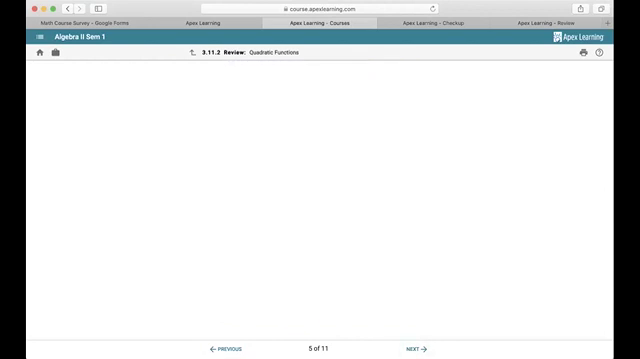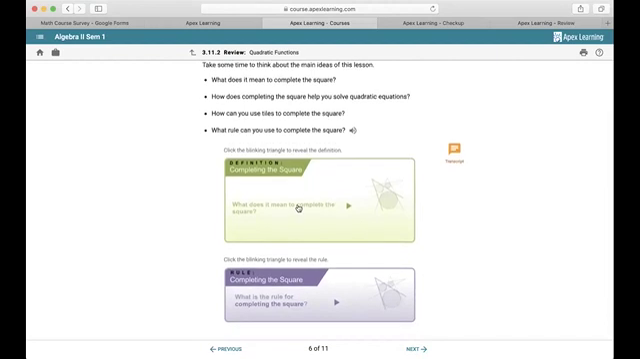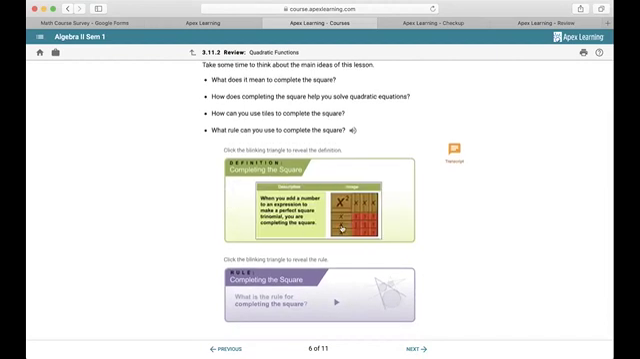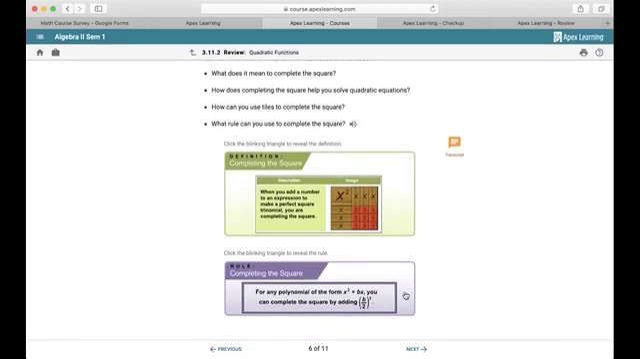If we go to the next one here, completing the square. What does it mean to complete the square? It means to add numbers in order for us to get something easier for us to factor. The rule for completing the square is you add b over 2 squared to both sides of the equation. As you noticed here, it's in that form x squared plus bx. There's no constant term. So if you have a constant, you move it to the other side of the equation. Get rid of it.